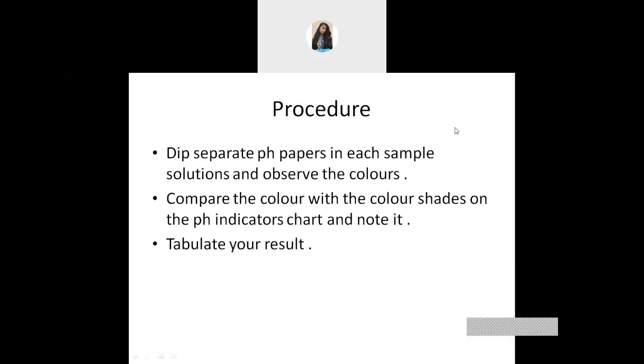Human blood is also neutral. You can say neutral solution, but its pH value will stand at 7.2 to 7.3. It is not exactly neutral, it is slightly basic in nature.